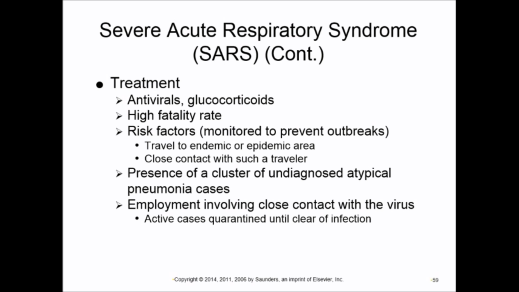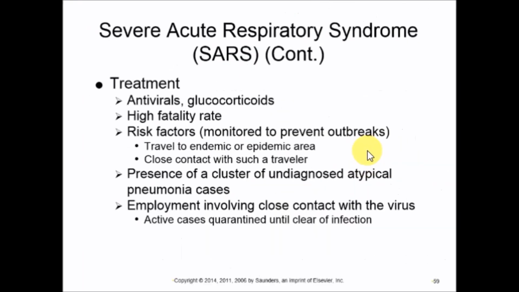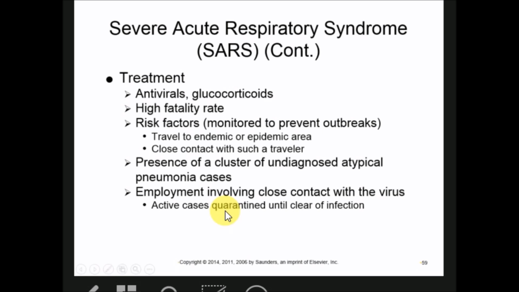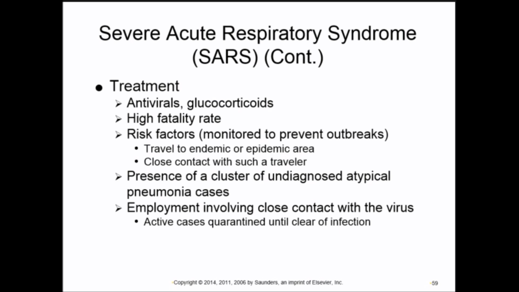They are usually treated with antiviral because it's viral, it's coronavirus specifically, and they give glucocorticoid. When you hear glucocorticoid in general, what comes to your mind? Yes, anti-inflammation. So if you have inflammation, you're having difficulty breathing. The glucocorticoid will decrease the inflammation, and it will make it easier for you to breathe. The fatality rate is too high when it comes to the source.